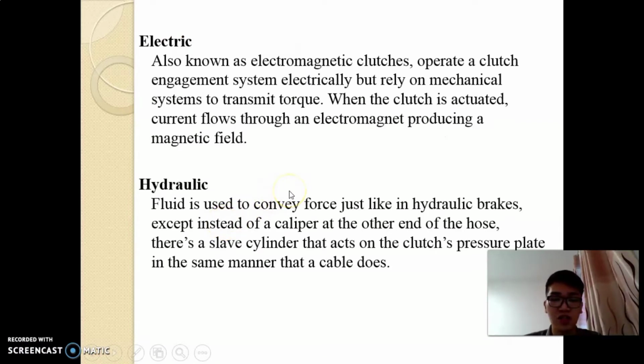Okay, next is electric clutches, also known as electromagnetic clutches, which operate a clutch engagement system electrically but rely on a mechanical system to transmit torque. When the clutch is actuated, current flows to an electromagnet producing a magnetic field. Lastly is hydraulic clutch. Fluid is used to convey force just like in a hydraulic brake, except instead of a caliper at the other end of the hose, there is a slave cylinder that acts on the clutch pressure plate in the same manner that a cable does. Okay, that's all from me.